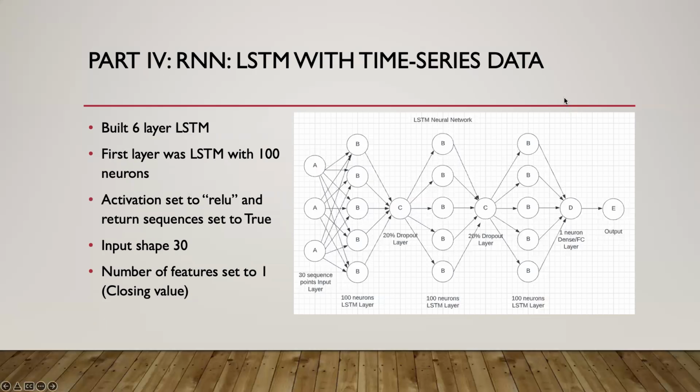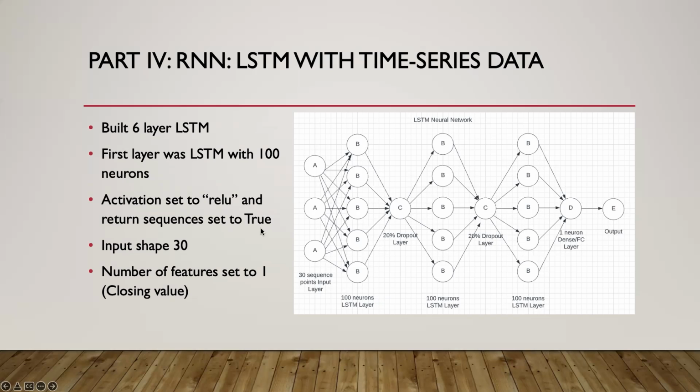So I built a 6-layer long short-term memory neural network. The first layer is an LSTM layer with 100 neurons. The second is a dropout layer with 20% dropout. The third is an LSTM layer with 100 neurons again. Fourth, 20% dropout. Fifth, a 100 neuron LSTM. And then sixth, a 1 neuron dense fully connected layer.